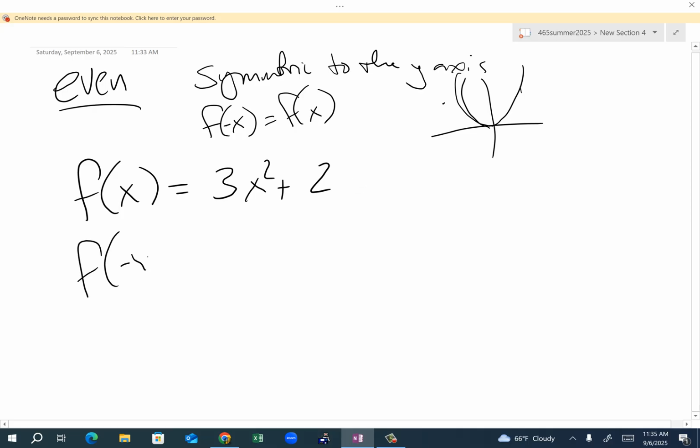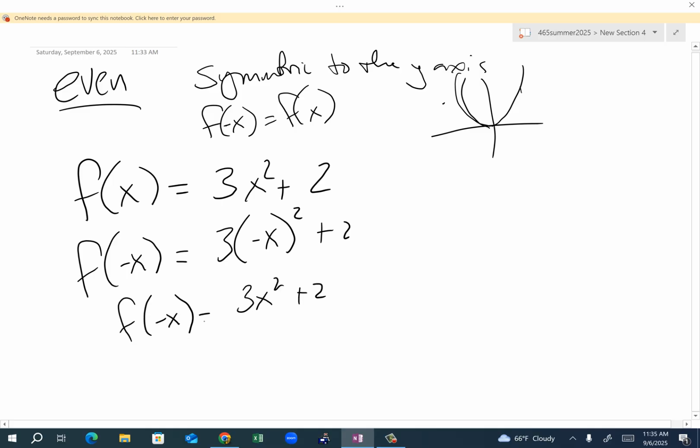And so if I put negative x in, any negative x, so watch me do it. 3 times negative x squared plus 2. Well, what's negative x squared? Well, it's just x squared. Hey, that's the same exact function. This one is the same as that one. I know. That's why it's even, bro.